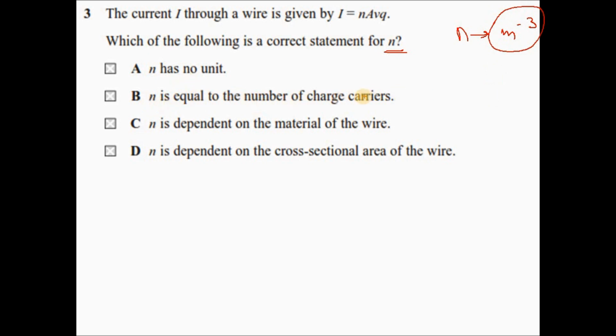n is equal to the number of charge carriers. It is also wrong because this is an incomplete definition of n. n is the number of charge carriers per unit volume. So A is wrong, B is wrong. C: n is dependent on the material of the wire. Yes, of course, because how many charges there are in a given material depends on the type of the material. So C is your correct option.